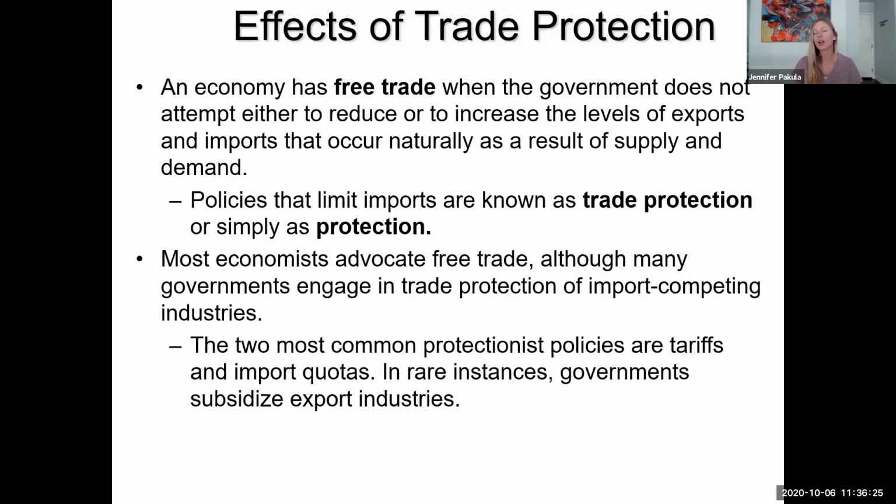Most economists argue and advocate for free trade. Anytime we have the government getting involved with trade protection policy, we end up seeing some consequences that are not beneficial to the economy as a collective whole. We will look at tariffs. This also works on import quotas, although I'm not going to go through the quota example here. And sometimes the government will even do subsidies for export industries. I'm not covering that here. We're just going to look at tariffs to get started.